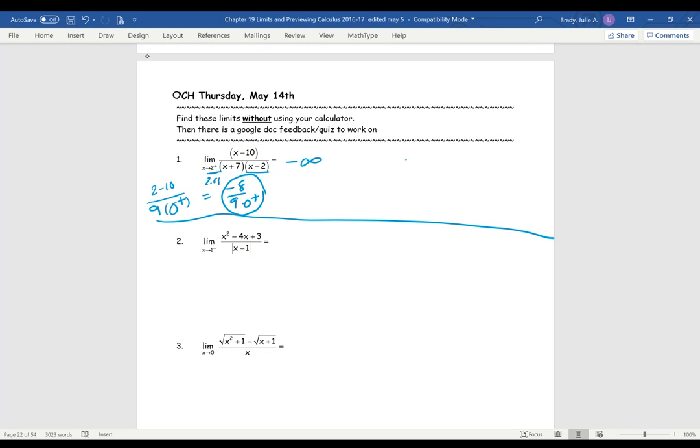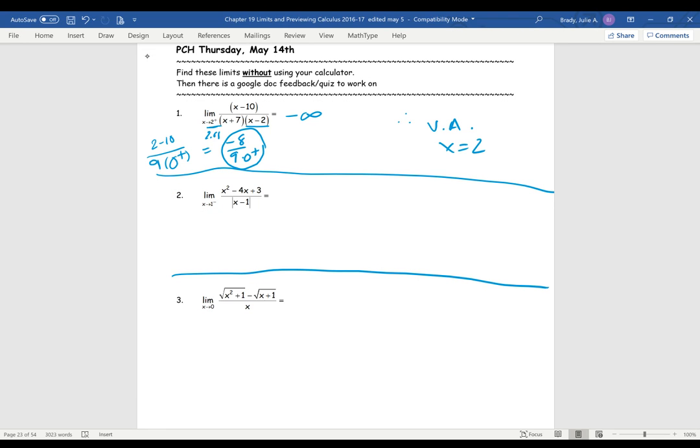Okay, and remember, this means that there's a vertical asymptote on the graph of that function, and it happens where x is 2. Okay, let's look at the next one. Super quick, you ready? Okay, why'd they pick 1? Because it makes the denominator 0, and I think it also makes the numerator 0. So if you put in 1, this is 1 minus 4 plus 3, you're like, bam.